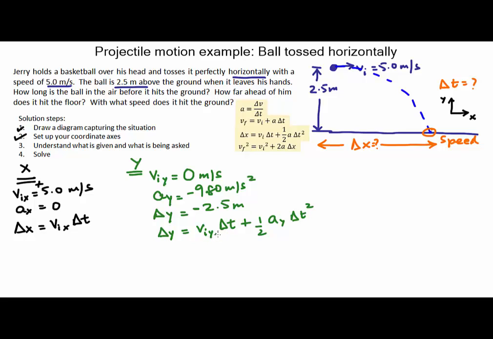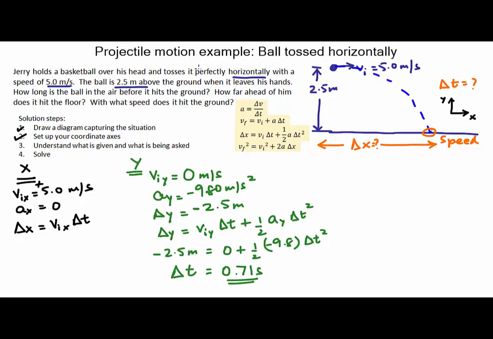Now because v_iy is 0, the first term goes away. I know delta y, so let me start putting in the values. I got minus 2.5 meters equals, this whole first term is 0, plus 1/2 times negative 9.8 times delta t squared. I'll let you do the algebra, rearrange it, and solve it, but when you do that, you will get delta t is 0.71 seconds, down to 2 significant digits.